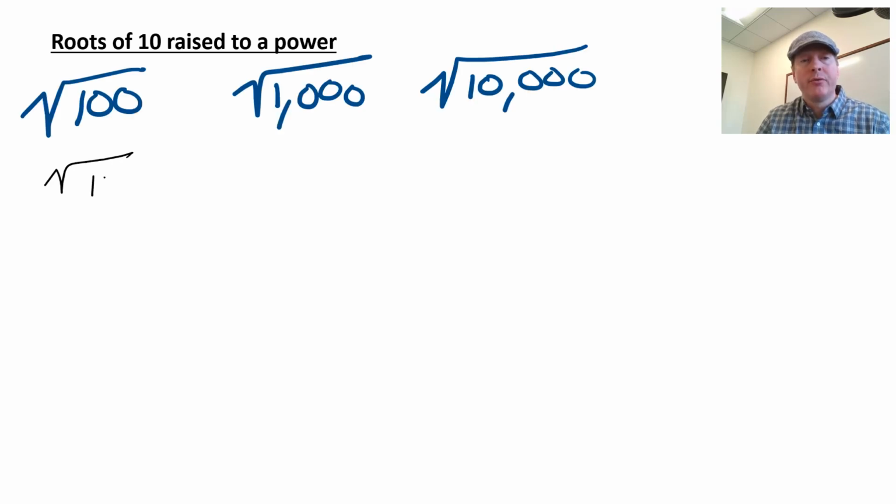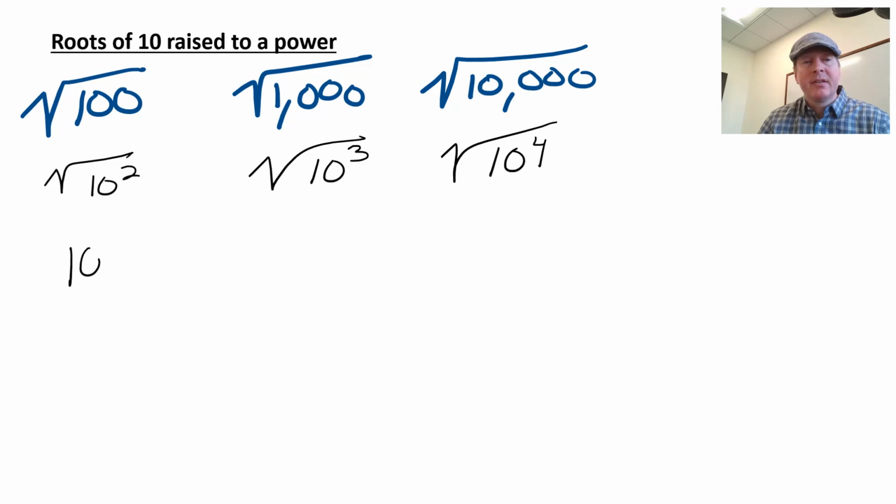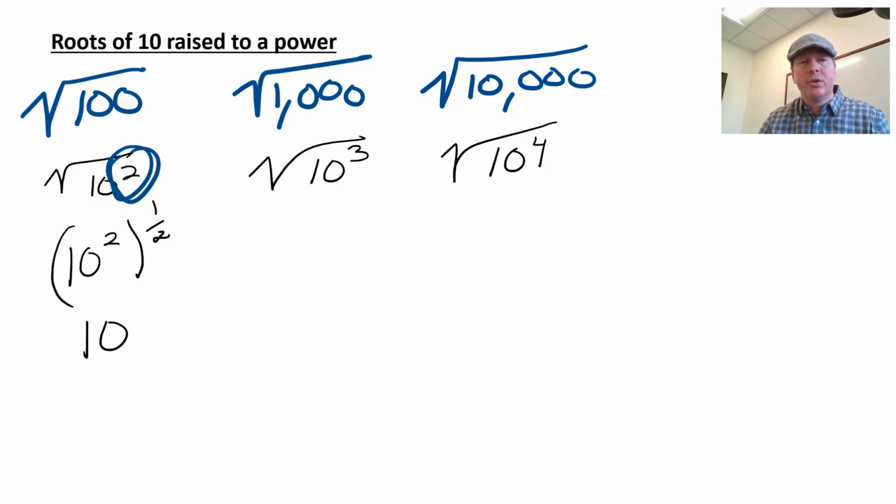Let's talk about the number 10 raised to an exponent and the roots of 10 when it's raised to an exponent. The square root of 100 is the same thing as the square root of 10 squared. The square root of 1,000 is the same thing as the square root of 10 cubed, and then 10,000 is 10 to the 4th. Well, the square root of 10 squared is the same thing as 10 squared to the power of 1/2, which is 10 to the 1. It's simply 10. So the moral of the story: if the exponent is 2, you divide by 2. You take 1/2 of that, it's 10 to the 1.